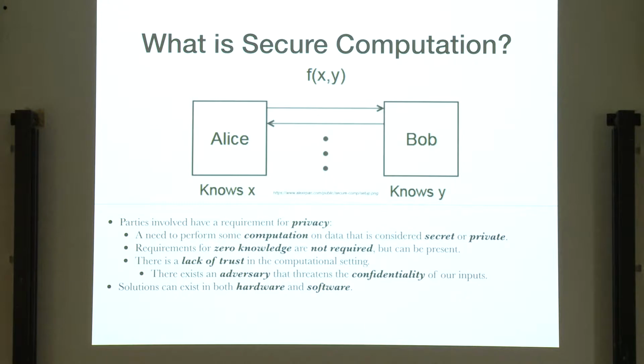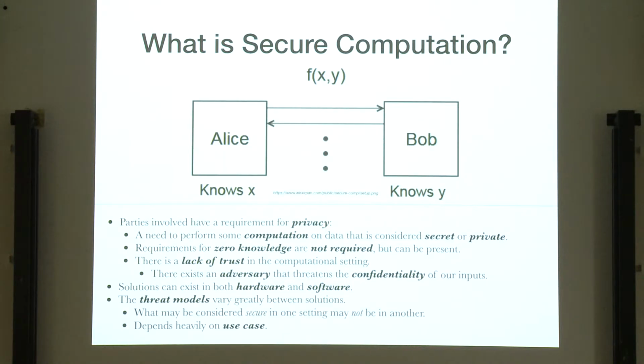Solutions can exist in both hardware and software. We're going to go over the specific solutions and what that actually means, but really what it just means is that something can be written in hardware for secure computation, or something can be made in software, so something like a multi-party computation protocol or an encryption scheme or something like that.